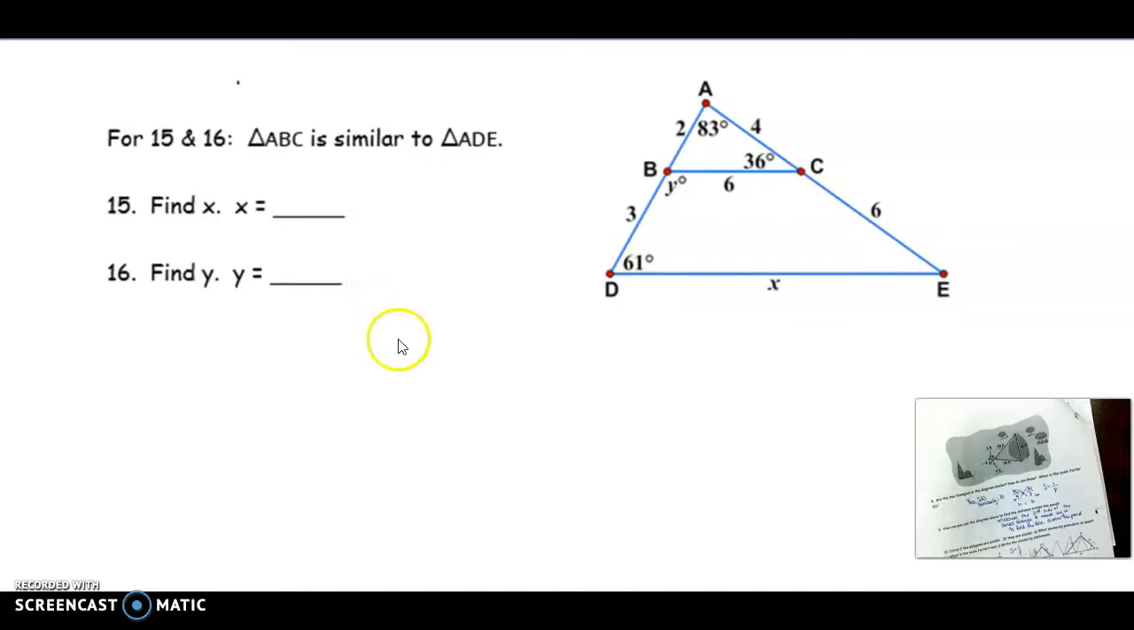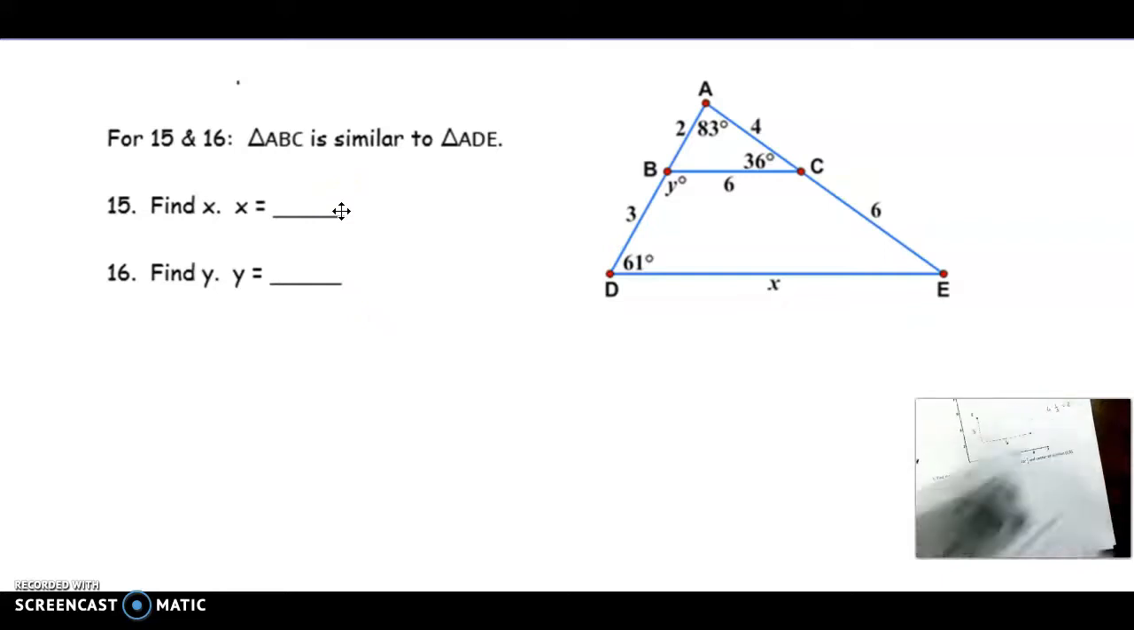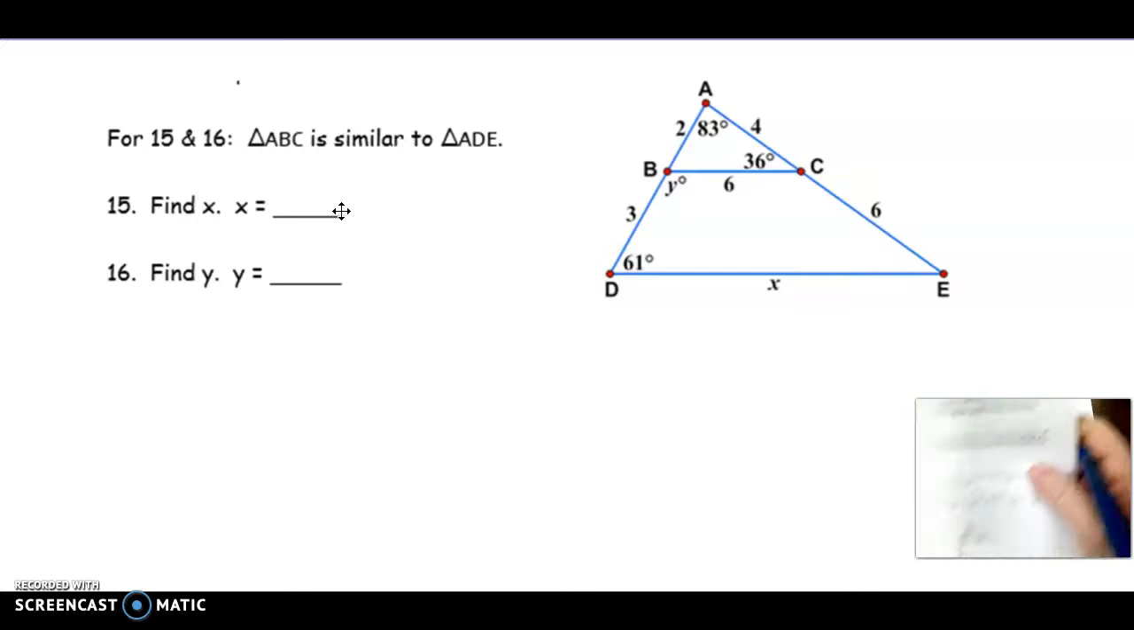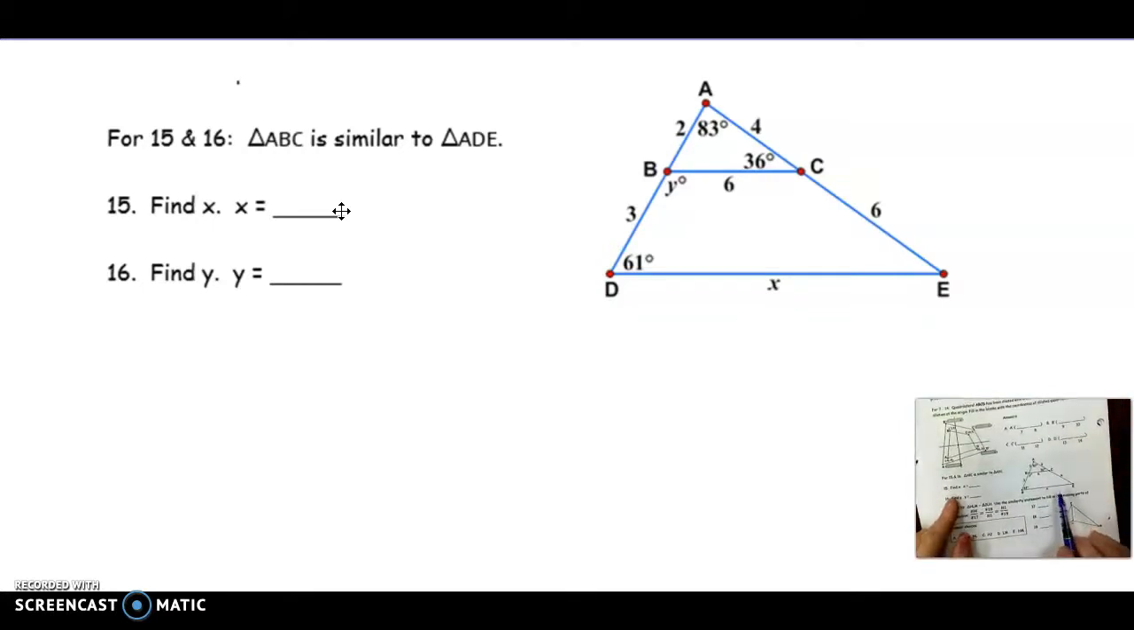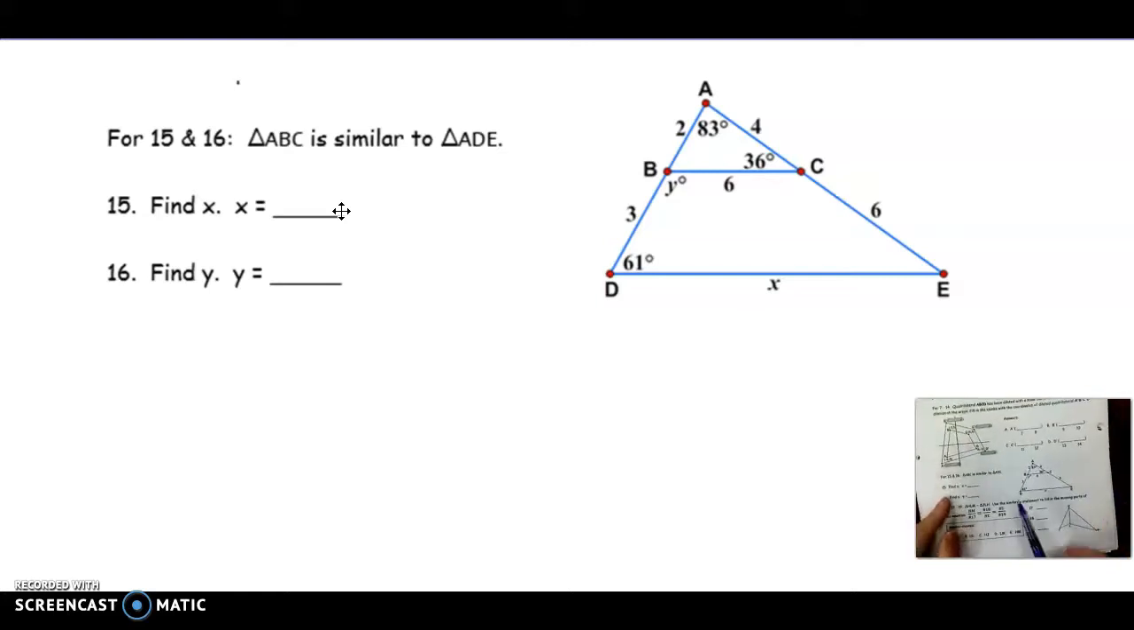Okay, so next on here is your number 15 and 16 from last night's homework. I do want to look at that with you for just a minute, just to talk about some important things. This is 15 and 16 from your homework, 12.5, 12.6. It tells us that triangle ABC, the small triangle, is similar to ADE, the large triangle, and we're supposed to find the values of X and Y.